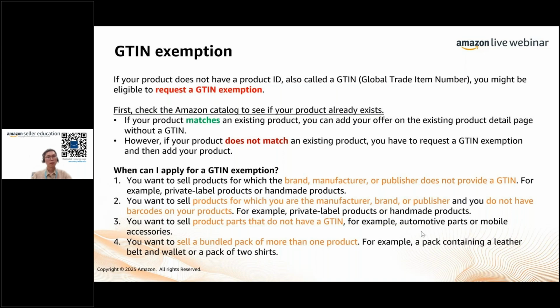So where can you apply for GTIN exemption? For example, if your product category does not need a product ID, then you will request for the exemptions, right? And basically, the common products that may not need a product ID might be the private label product or homemade products, all right?